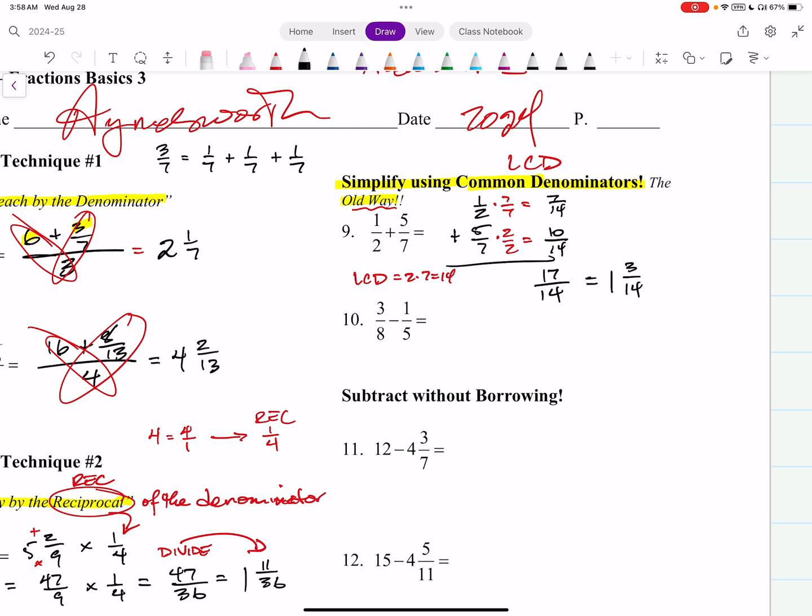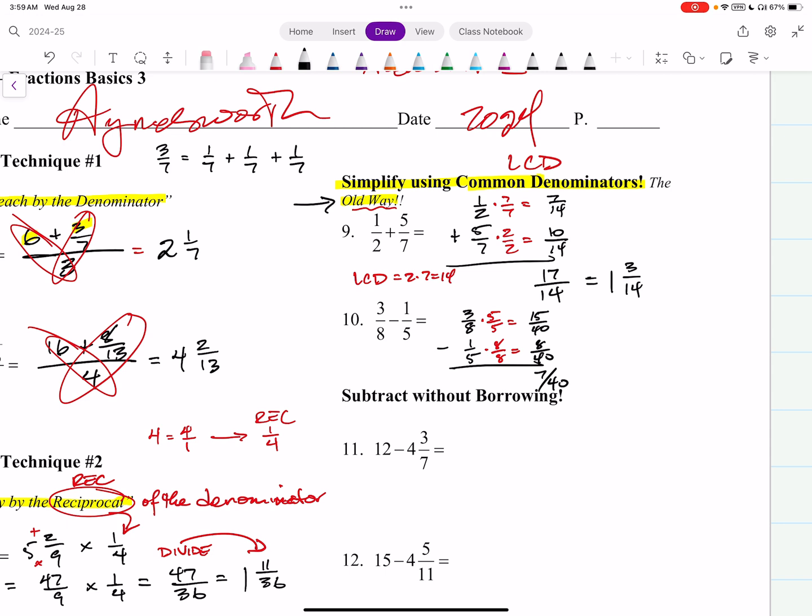Down here on this next one, you take 3/8 minus 1/5. And then you do your conversion. 5 times 8 is 40, so I multiply the first fraction by 5/5 and the next fraction by 8/8, and I get 2 new fractions with the same denominator. So what do you get? You get 15/40 and 8/40, and then you subtract. 15 minus 8 is 7, so you get 7/40. So there's your old way right there.